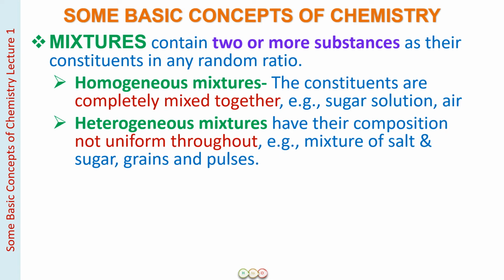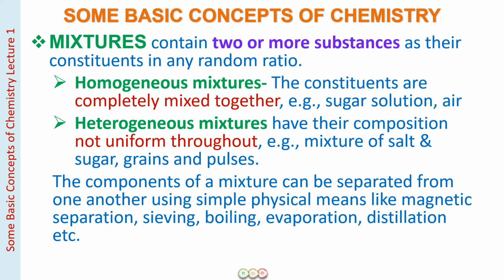Then we have heterogeneous mixtures. Here the composition is not uniform throughout. The constituents are not completely mixed together. For example, a mixture of salt and sugar, grains and pulses. Now please remember here that the components of a mixture can be separated from one another using simple physical means. So simple physical means can be used to separate them. For example, magnetic separation, sieving, boiling, evaporation, distillation, etc.